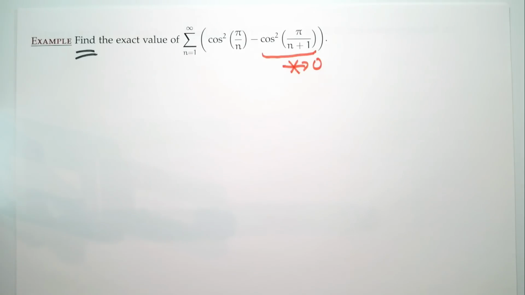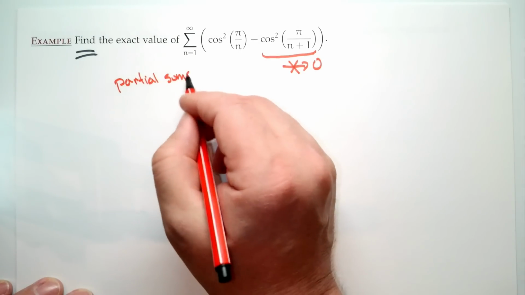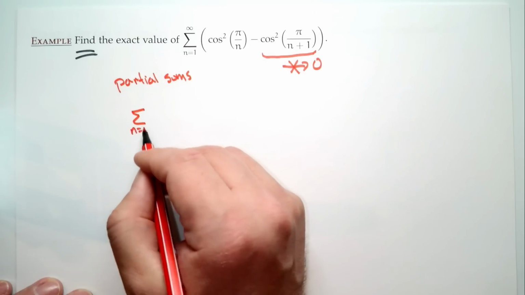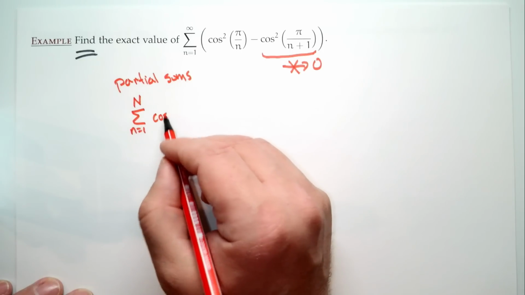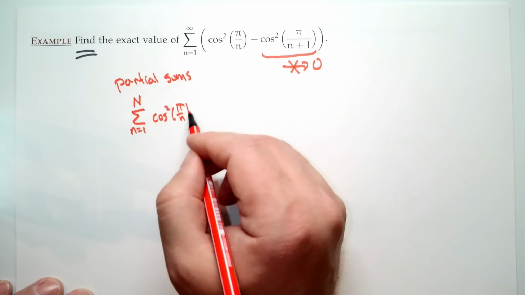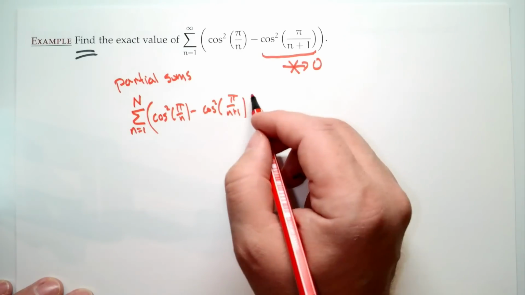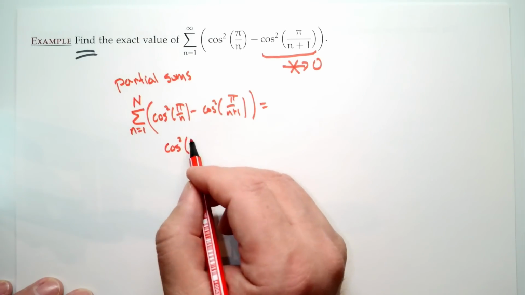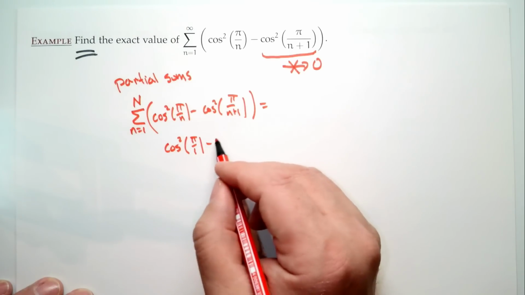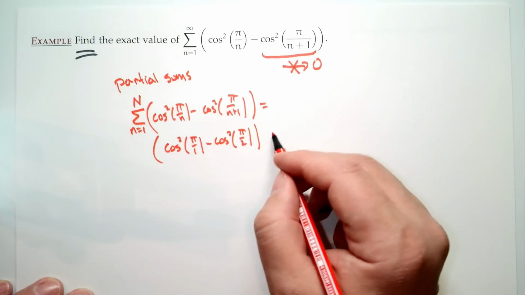So what do you do when it doesn't go to 0? Well, you look at what are called partial sums. In this case, it means we're going to sum from 1, but not go all the way to infinity. We're going to stop somewhere, n. Cosine squared pi over n minus cosine squared pi over n plus 1. So we're going to take that sum. Now, we're still going to get cancellation. In fact, that's why the telescoping series are so nice. It's not that cancellation is not going to happen. It's just that we have to be careful about what's left over after we cancel.